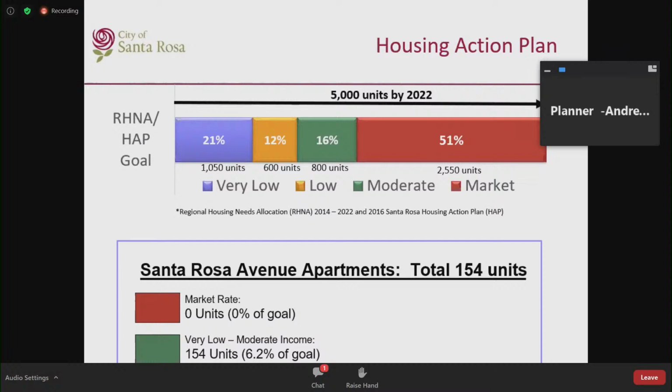So in terms of the project's contribution to the city's housing action plan, the proposed 154 units of 100% income qualified housing for moderate, low, and very low income households would contribute 6.2% to the goal. Next slide, please.